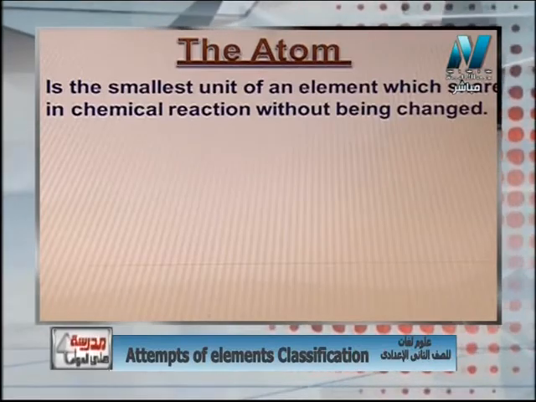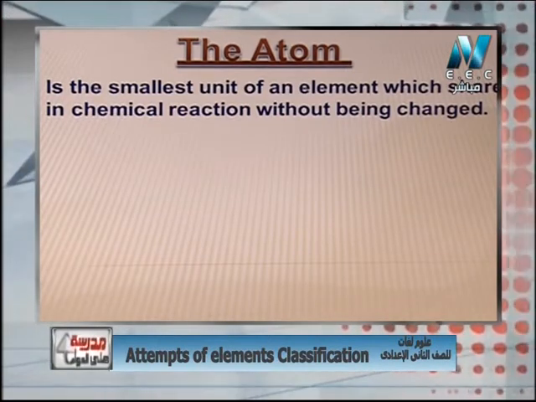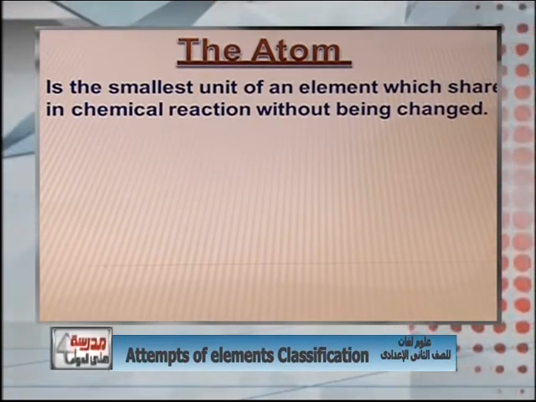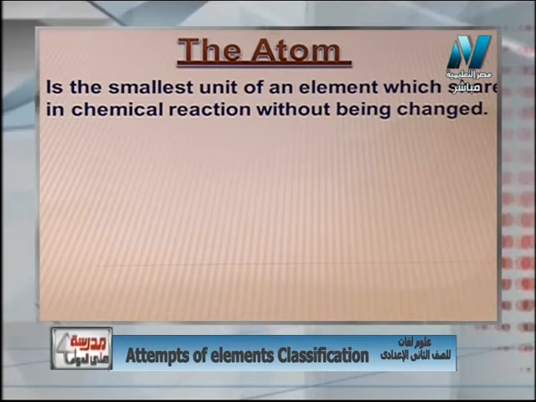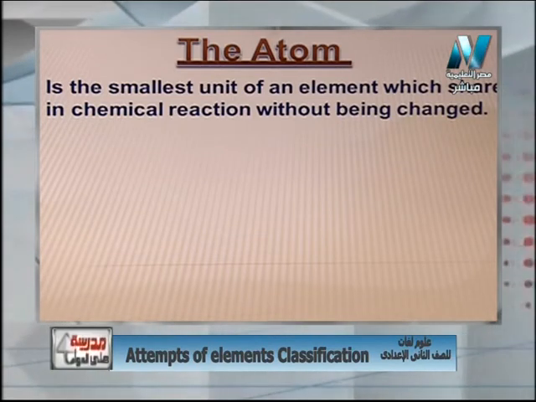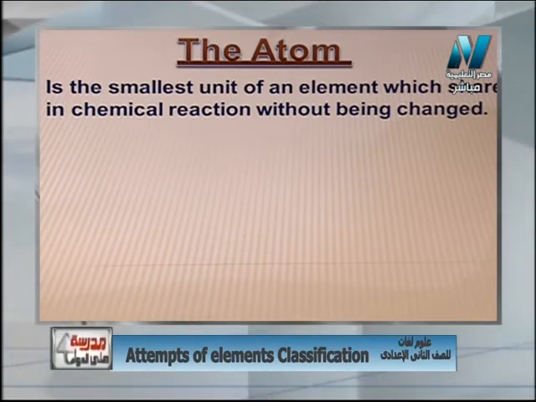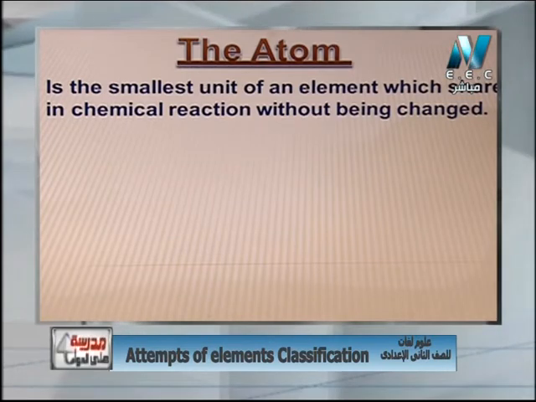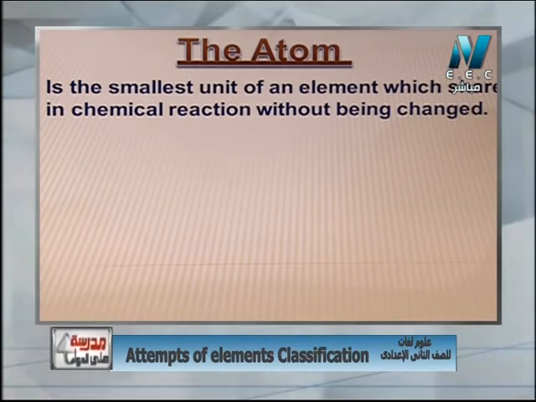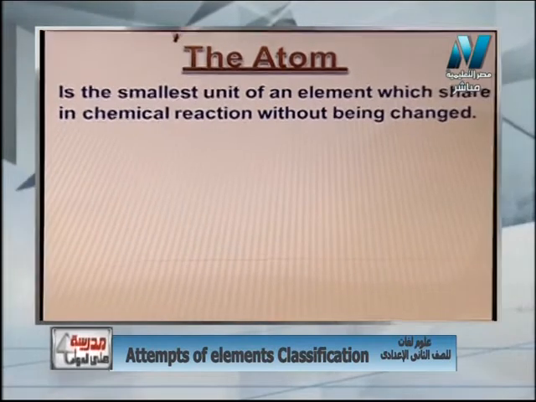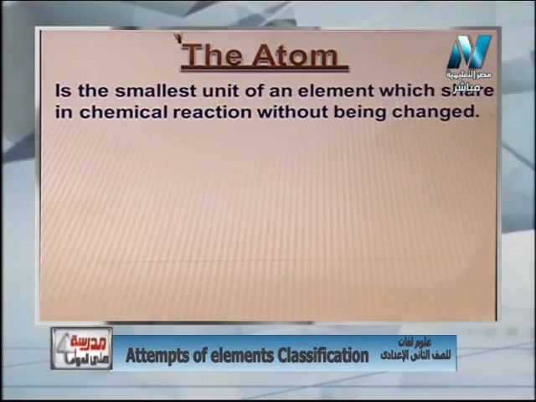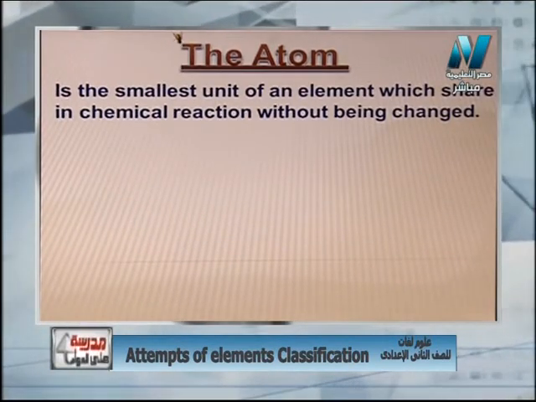First, we are going to see the structure of the atom as we have taken it in the first prep. Okay, what's the atom? The definition of the atom: it is the smallest building unit of element which shares in a chemical reaction without being changed. What does the atom consist of? It consists mainly of 2 parts.